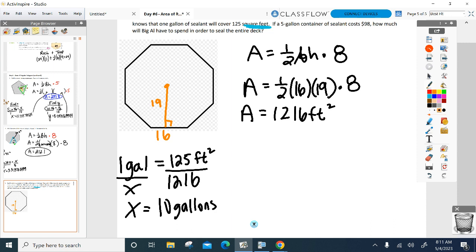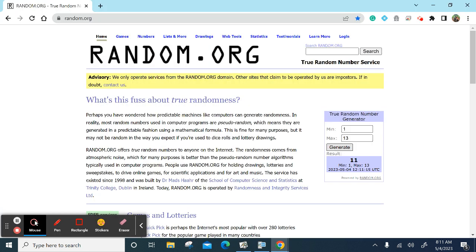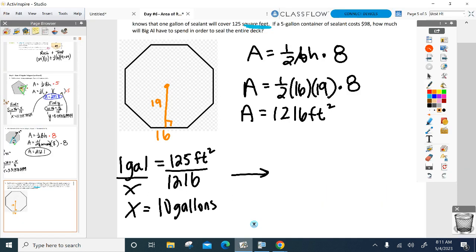A 5-gallon container costs $98. How much am I going to spend? We just determined I'm going to need 10 gallons. Each of these 5-gallon containers costs $98. So my next question is, how many containers am I going to need then? Anna, how many containers? Because I'm not going to need 10 containers. 2, right? Because it's a 5-gallon container. Every container contains 5 gallons. So I'm going to need 2 containers at $98 a piece.